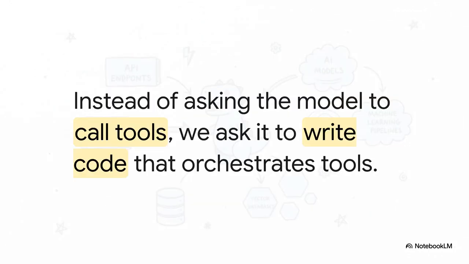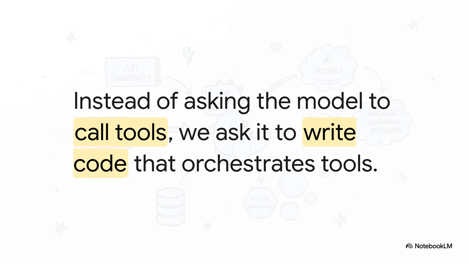So how do we get around this? Well, this is where we have to make a pretty big mental shift. The solution isn't to ask the model to call the tool. The solution is to ask the model to write code that calls the tools. We're basically promoting the AI from being a simple button pusher to being a little programmer, an orchestrator that writes its own scripts.